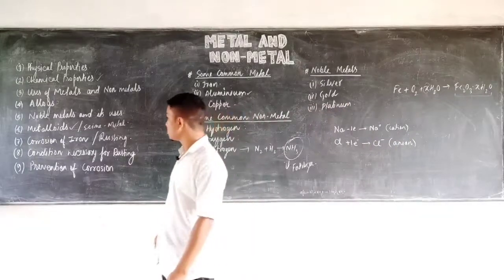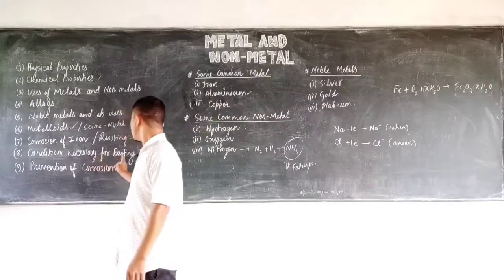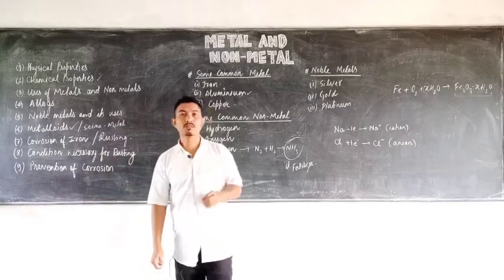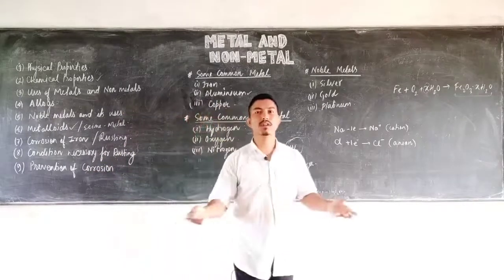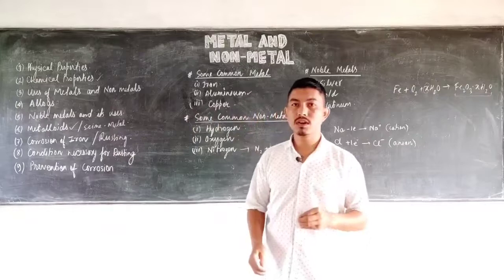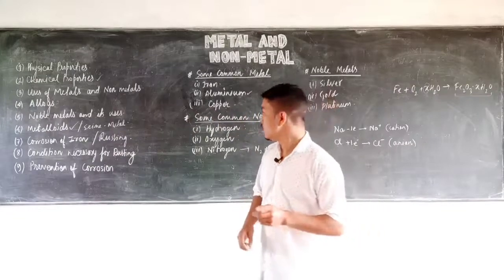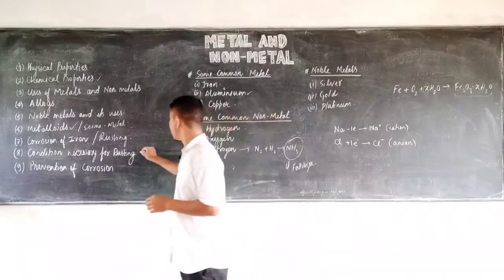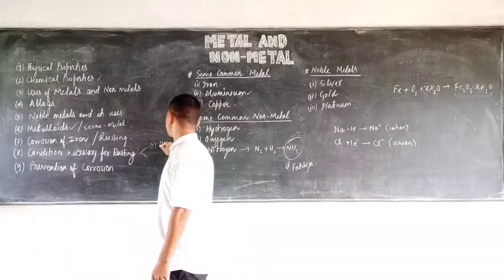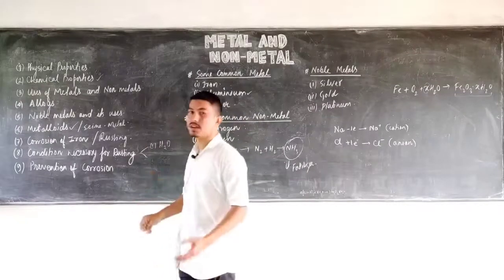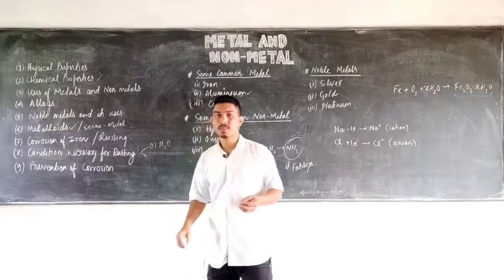Now coming to the eighth topic, that is the conditions necessary for rusting. It's very important for us to remember that rusting does not occur everywhere. Rusting occurs only in the presence of two important things. The first one is water. So water is very necessary for rusting. If there is no water, there will be no rusting.